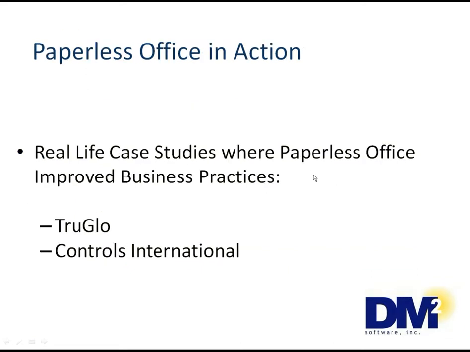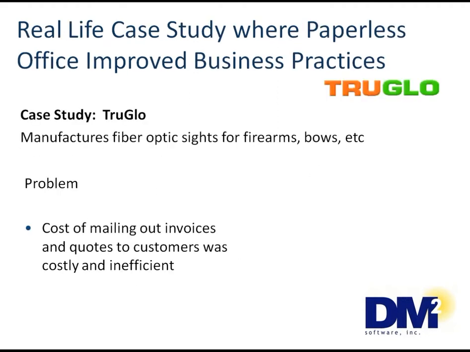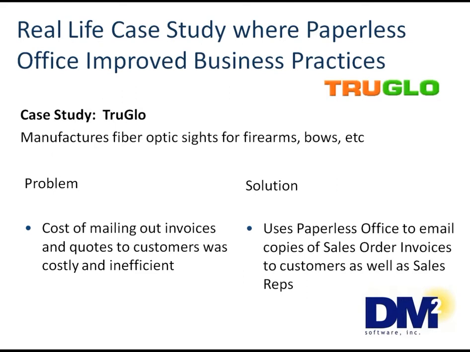So let's go ahead and take a look at some real-life case studies where Paperless Office has improved practices. These are situations where the company felt a need for Paperless Office and then benefited from it. The first case study is a real company that manufactures fiber optic sights for firearms and bows. They're a company called TrueGlow, and their issue was mainly mailing out invoices and quotes. They were mailing out a lot of invoices. It was very costly and very inefficient because they were mailing out paper invoices and paper quotes to their customers.